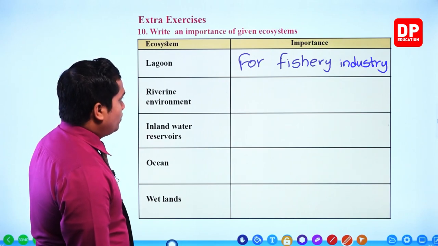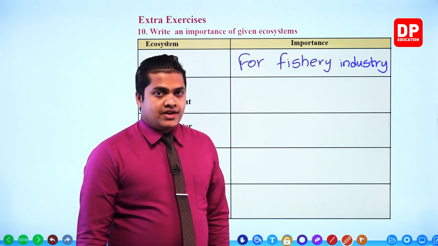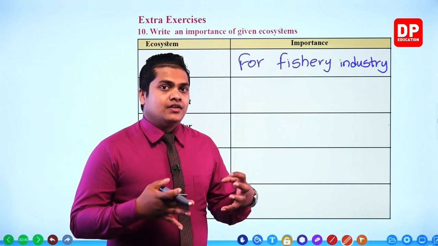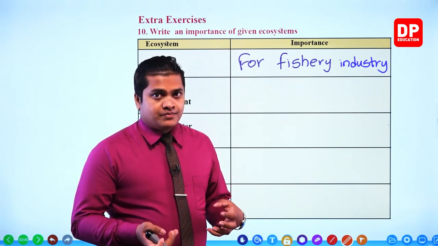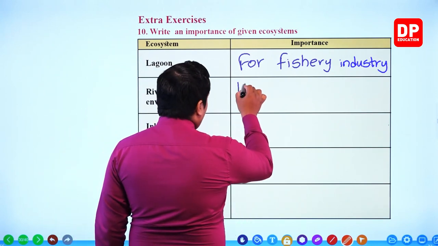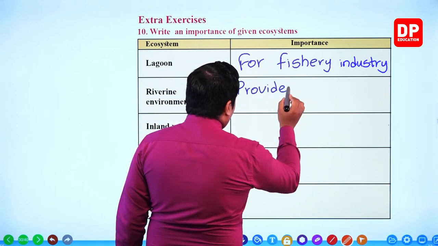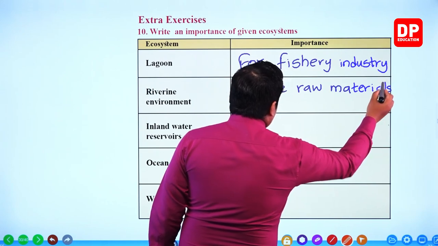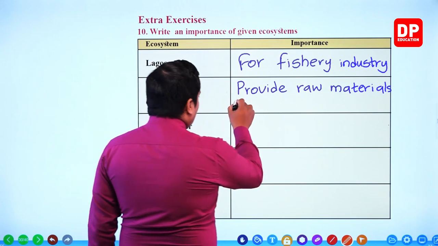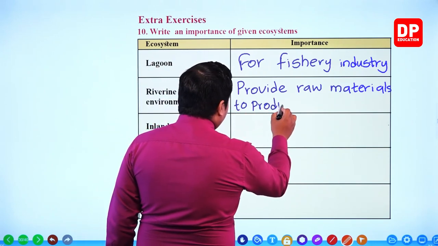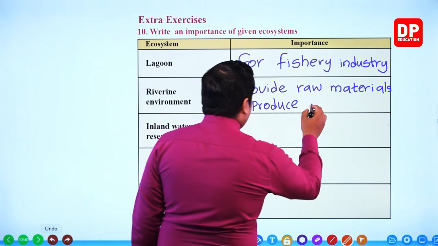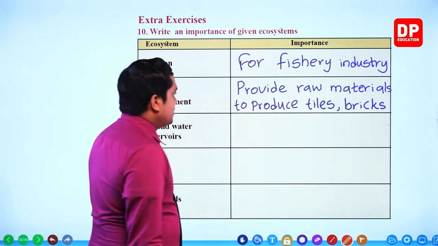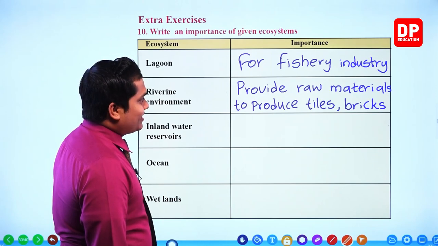Next one, riverine environment. The importance in the riverine environment is that it provides fertile soil and also soil for brick and tile manufacturing purposes. So we can write down the answer: provide raw materials to produce tiles and bricks.